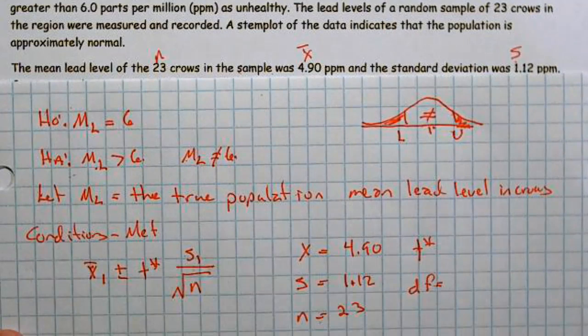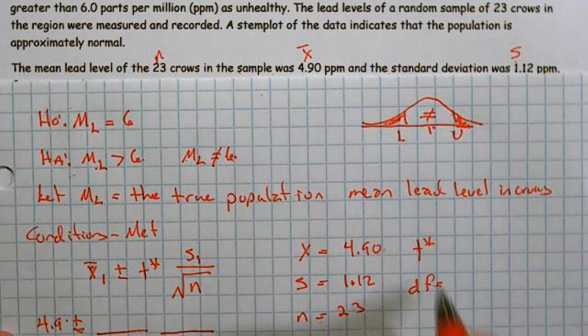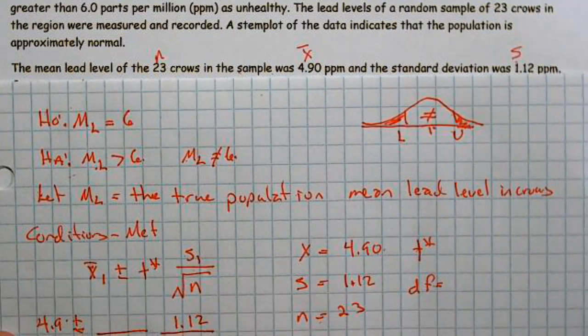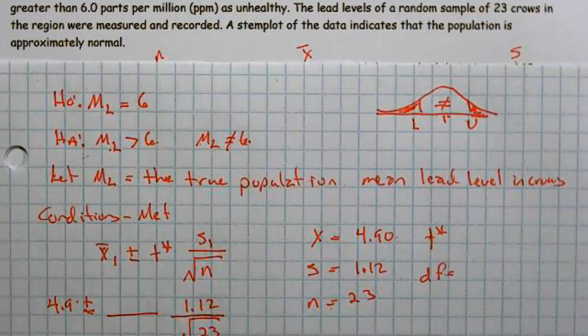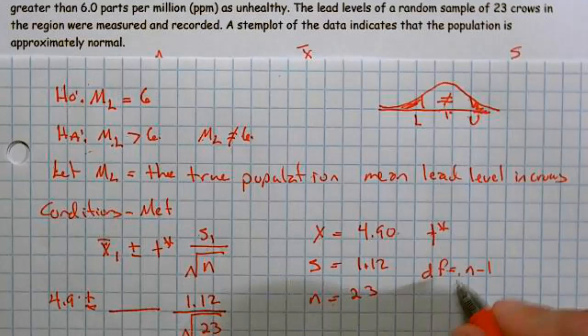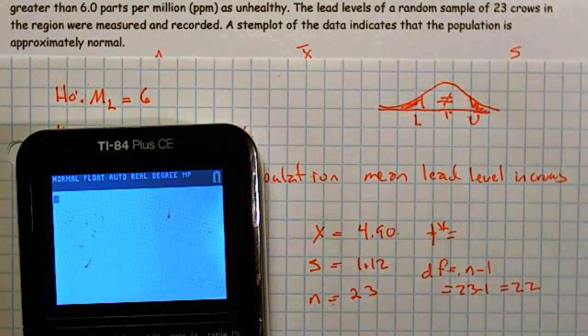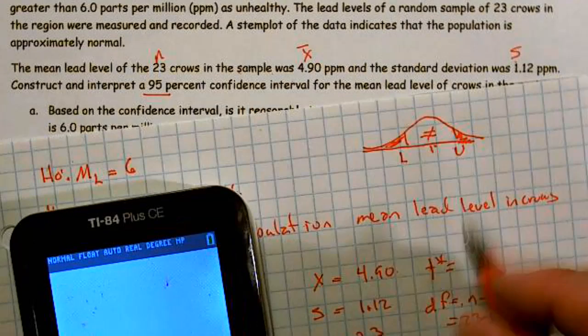Well, at this point, I don't know my T star yet, but I'm going to plug in what I do know. So I know I have 4.9 plus or minus, and we're going to leave a space for T star, and then we're going to have S, which is 1.12, divided by the square root of 23. Well, for a one sample, degrees of freedom, unlike the two sample, is n minus 1. So we're just going to go 23 minus 1, which is 22. So now that I know my degrees of freedom, I can calculate my T star. And they asked us to make this based on 95%.